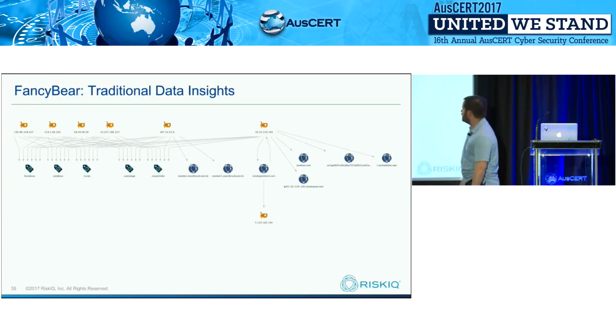If we run passive DNS, we get a handful of domains, most of them not very useful. We get this one, missdepartment.com, which was widely reported on as a part of this attack campaign as well, resolving to a single IP address. And that's it. It's a dead end. There's no other information we can gain from this analysis.